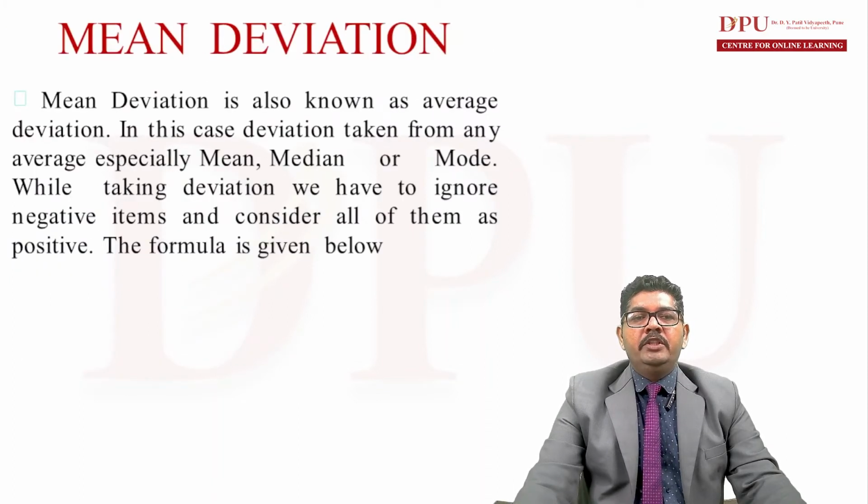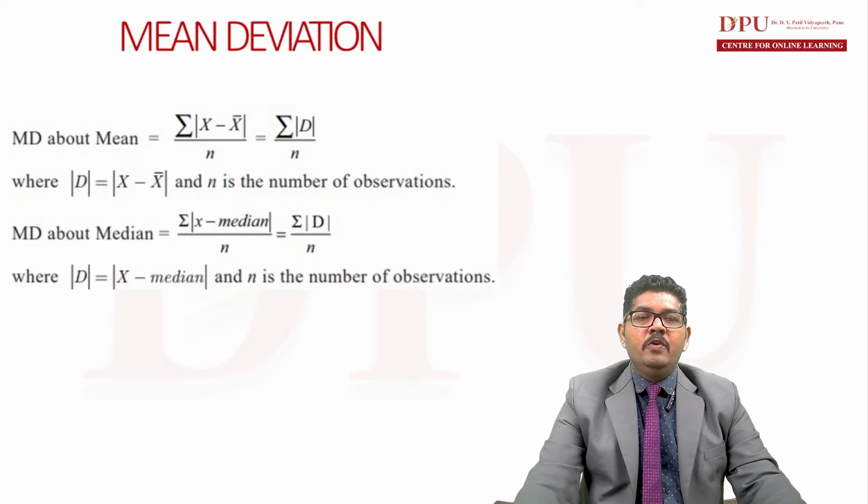Then there is mean deviation. Mean deviation is also known as average deviation. In this case, deviation is taken from any average, especially mean, median or mode. While taking deviation, we have to ignore negative signs and consider all of them as positive. So we take modulus values. The formula is given below.